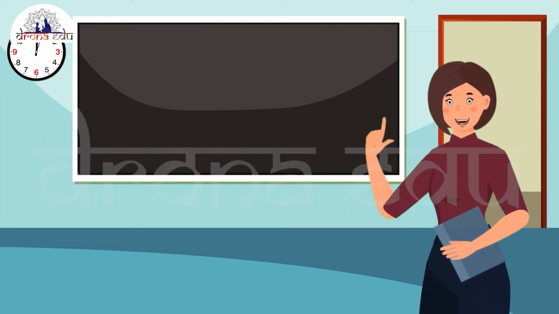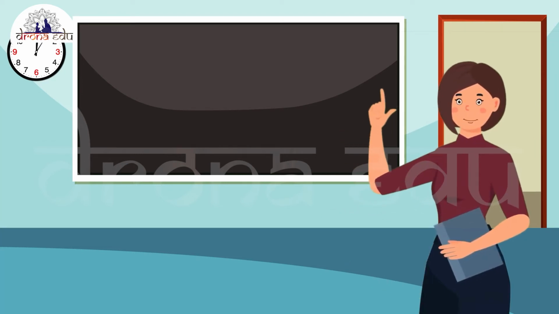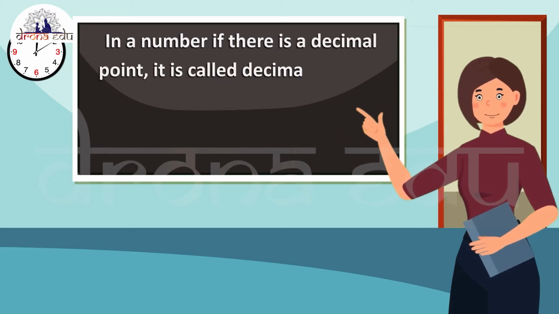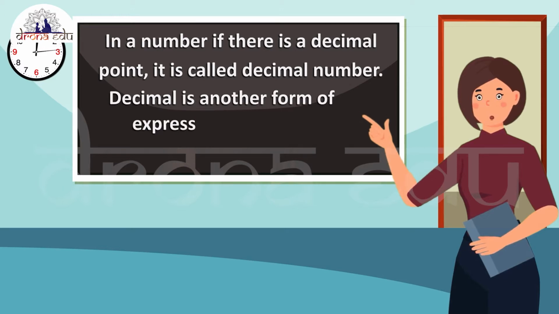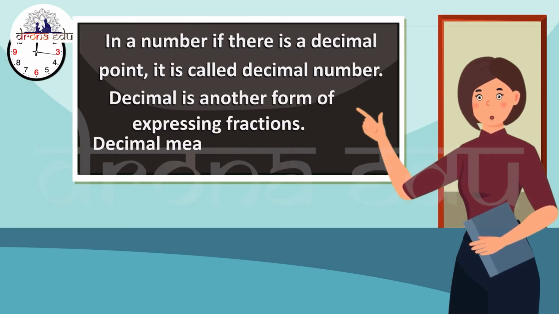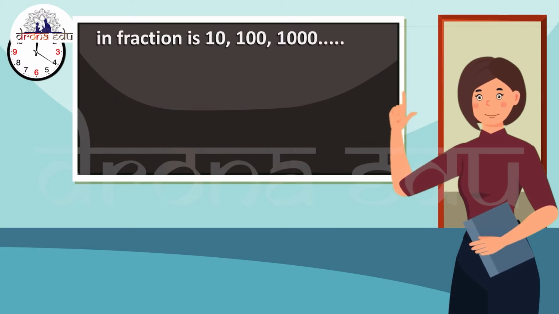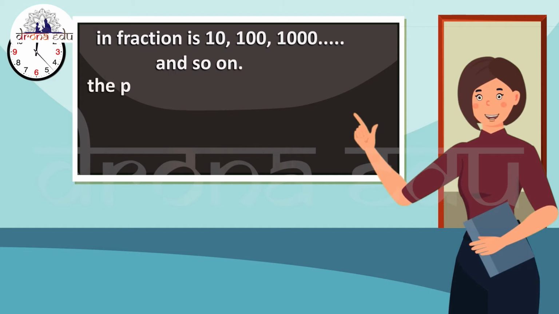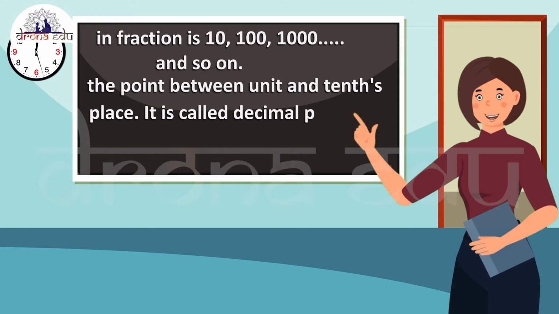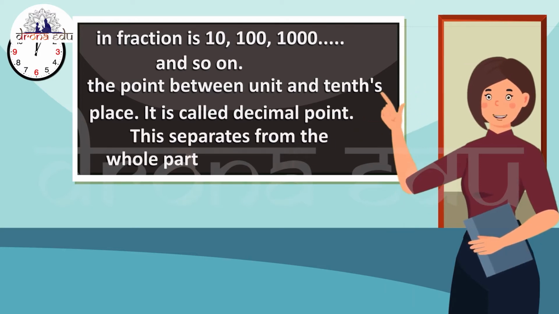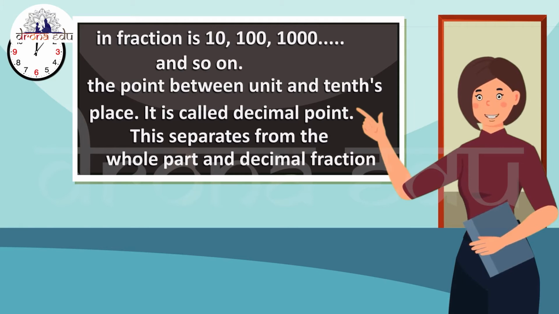In previous classes, we got to know that if there is a decimal point in a number, it is called a decimal number. Decimal is another form of expressing fractions, and decimal means the denominator in the fraction is 10, 100, 1000 and so on. The point between the units and tenths place is called the decimal point, which separates the whole part from the decimal fraction. We learnt everything.